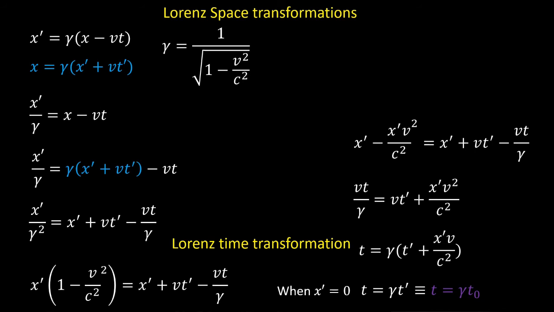Incidentally, for completeness, the other time transform equation to convert from the Earth observer to someone riding on the spaceship is t prime equals gamma times, open brackets, t minus xv over c squared, close brackets.